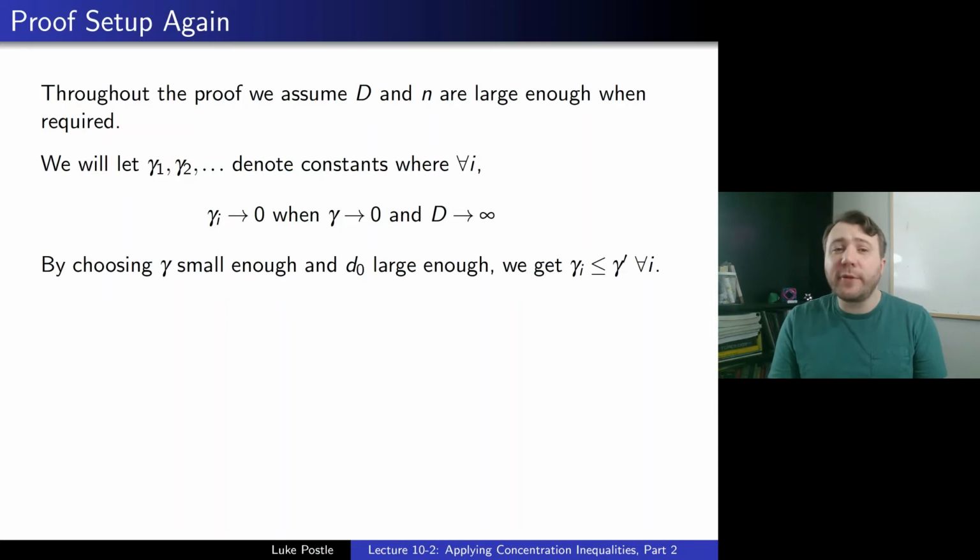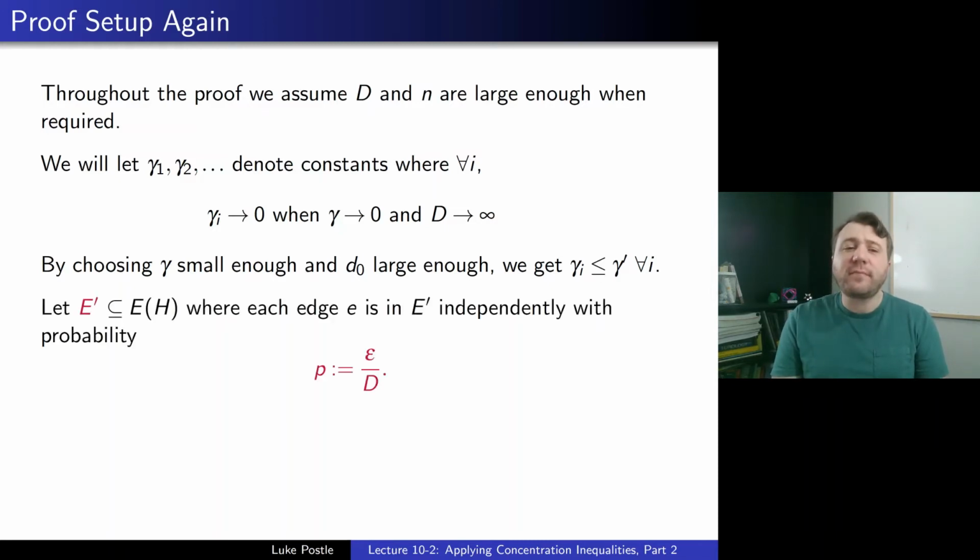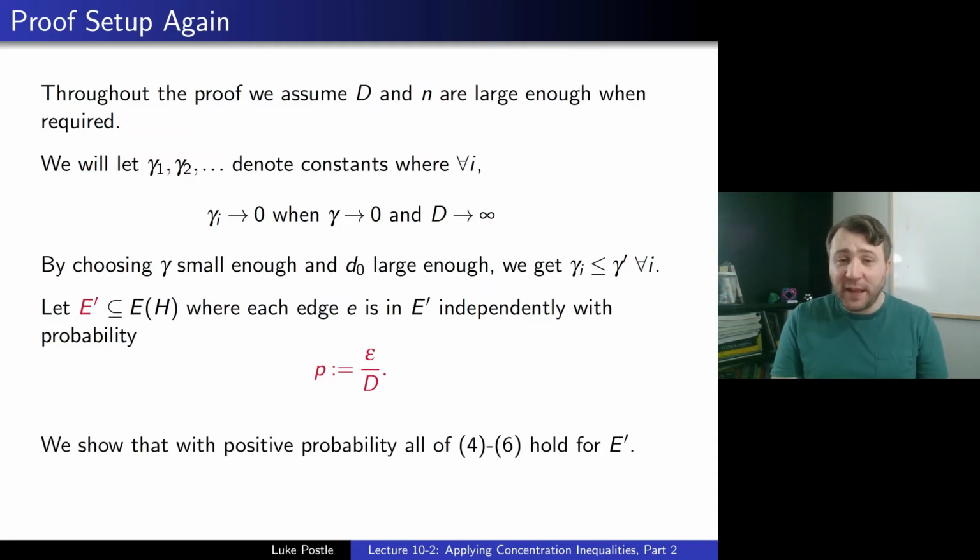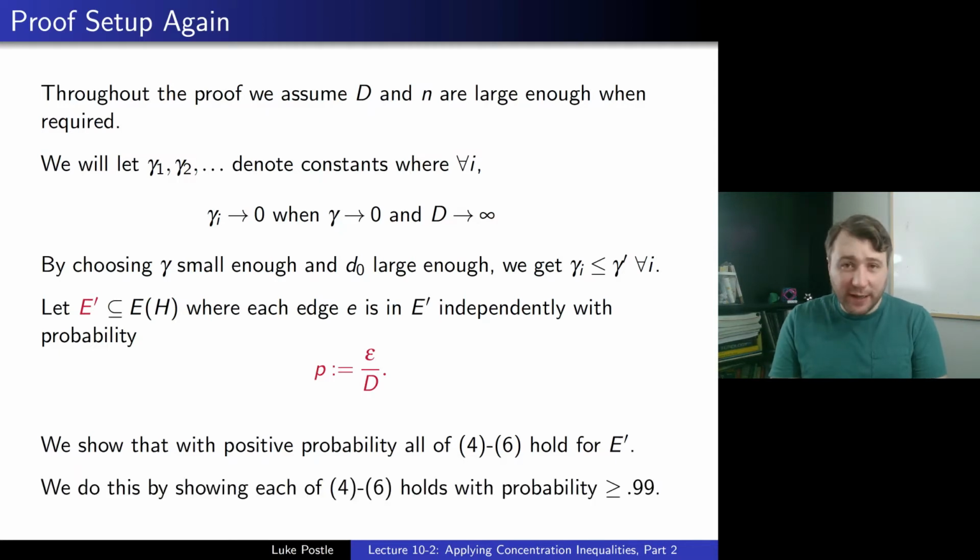Let me just recall for you the proof setup. Throughout the proof, we assume that d and n are large enough when required. We had various gammas, gamma 1, gamma 2, up to gamma 20, which were functions that go to 0 when gamma goes to 0 and d goes to infinity. And you choose gamma small enough and d0 large enough to get the gamma i's smaller than your gamma primes as required. And then we let E prime be the subset of edges where each edge is in E prime independently with probability P, which was set to be epsilon over d. And then we have to show that with positive probability, all of 4 to 6 hold for E prime, which we do by showing, say, that each has probability 0.99, so altogether they have at least 0.97 with the union bound.